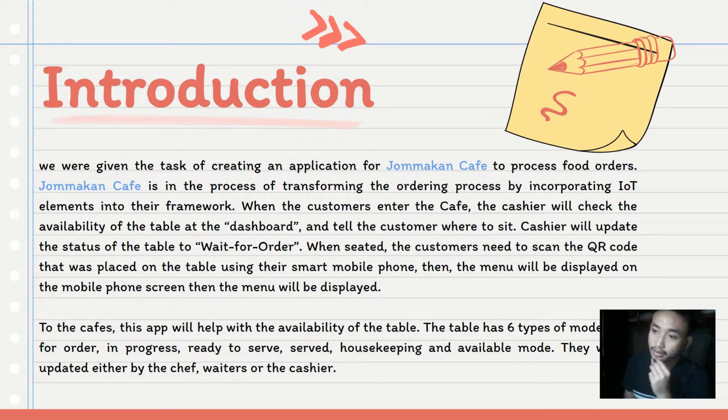For the cafe, this app will help track the availability of the table. The table has 6 types of mode, which are orders, in progress, ready to serve, housekeeping, and available. They are updated either by the chef, waiter, or cashier.